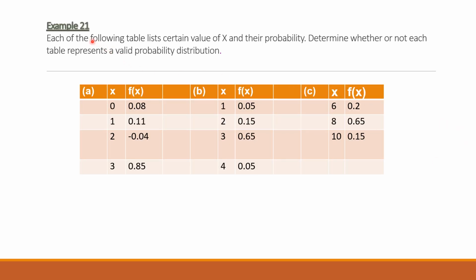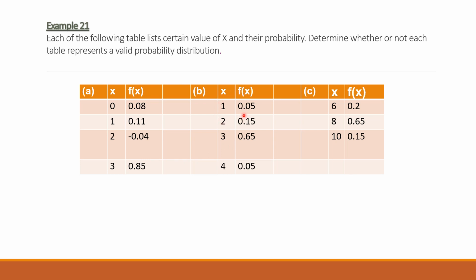Look at example 21. Each of the following table lists certain value of x and the probability. Determine whether or not each table represents a valid probability distribution. If you look at this probability distribution, it consists of probability with negative value. Probability cannot be negative, therefore this is not a probability distribution.